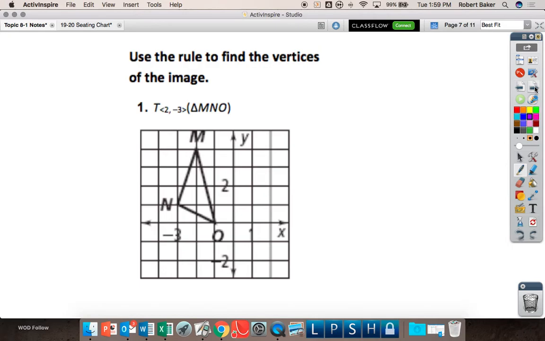So we have a 2 and a -3. What does the 2 do? Moves right. Right 2. What does the negative 3 do? Down 3. So you go to M, N, and O, and you move them right 2 and down 3.